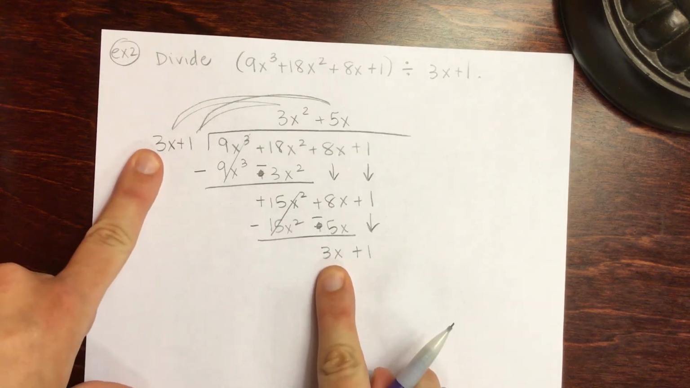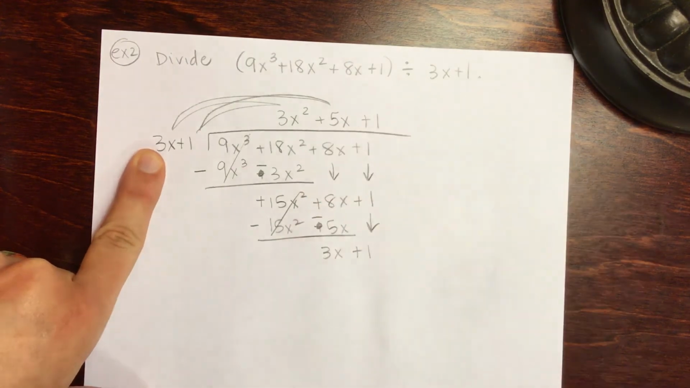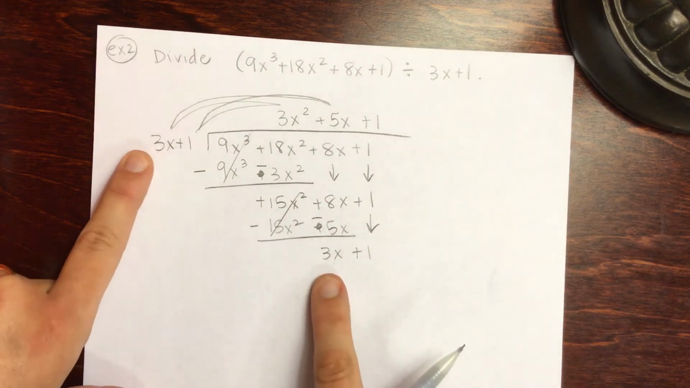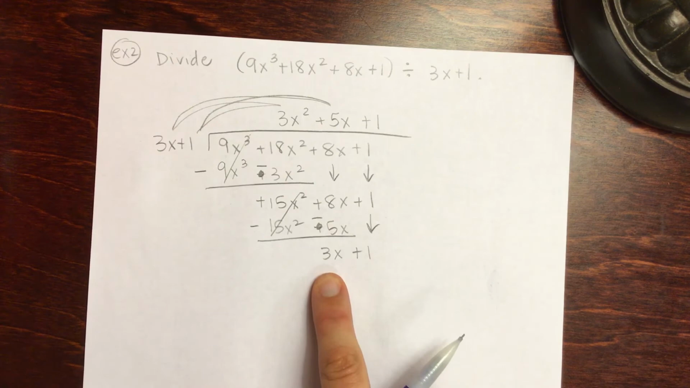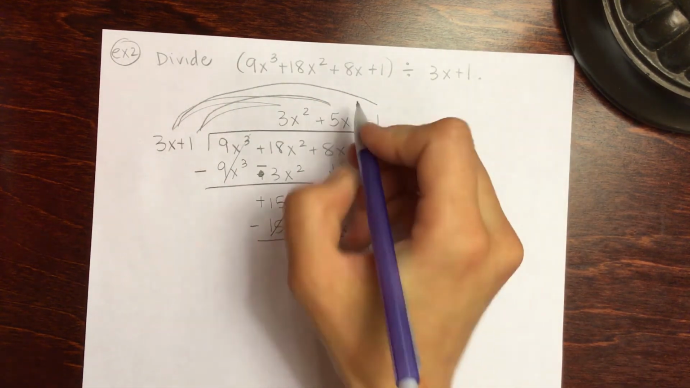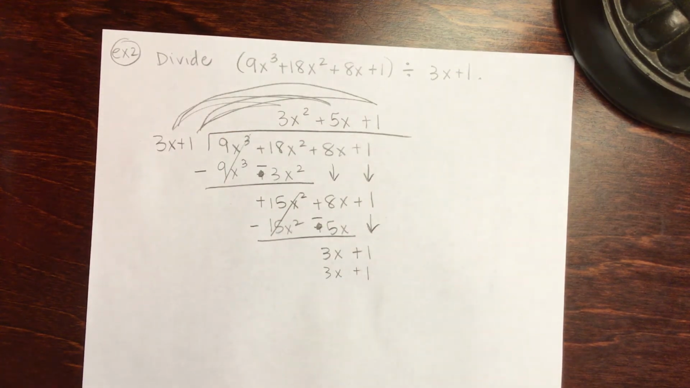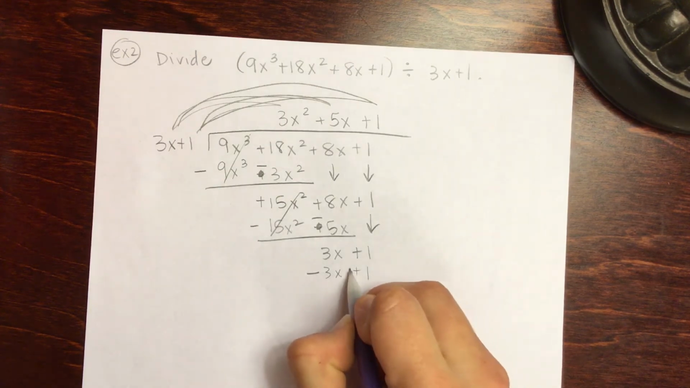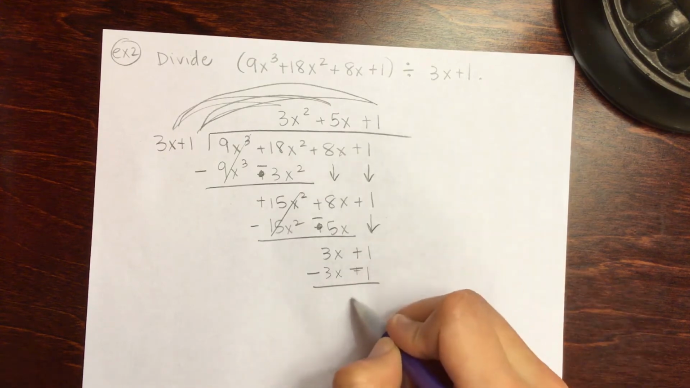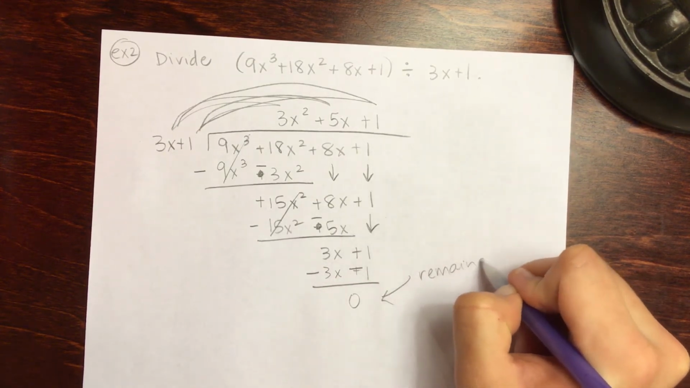3x times what is 3x? 1. Make sure you actually write your 1, not a 0. We don't just ignore that it exists. 3x times 1 is 3x. All right, multiply. 1 times 3x is 3x, and 1 times 1 is positive 1. Oh man, I typoed this problem. But you know what? That's okay. So subtract, subtract. This ends up being a 0, so my remainder is 0.